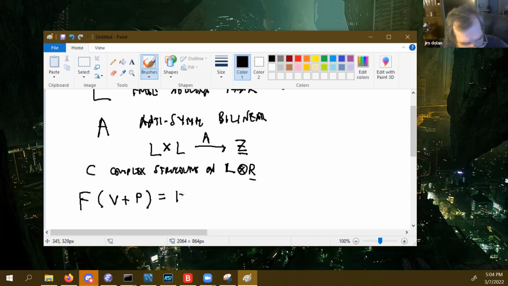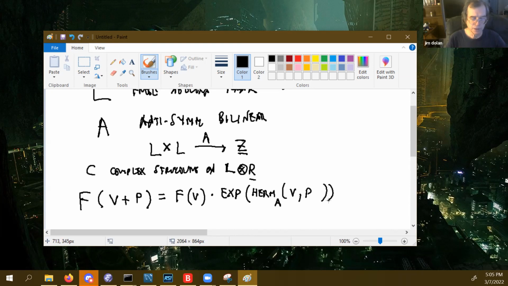So it's equal to F of V times the exponential of the Hermitian inner product that comes from A, evaluated at V comma P. So that Hermitian inner product that comes from the anti-symmetric bilinear form A becomes the imaginary part. And the real part is this symmetric thing that you get from the anti-symmetric thing by multiplying one of the inputs by I.